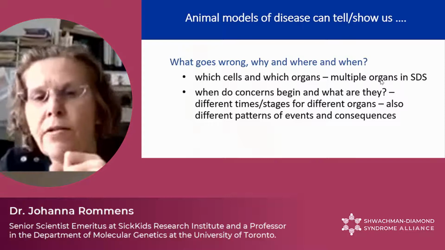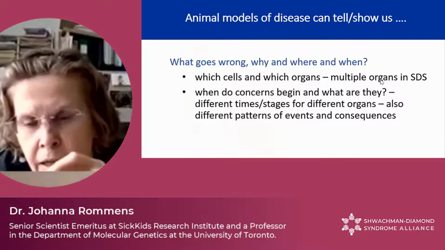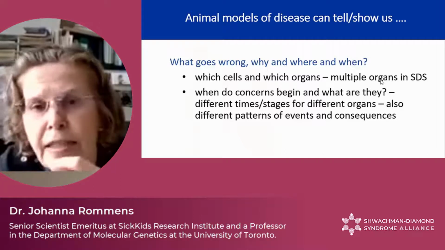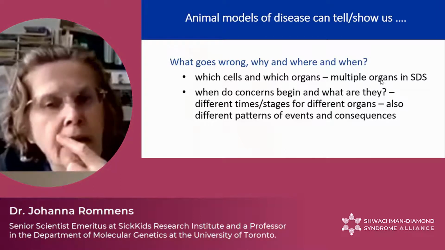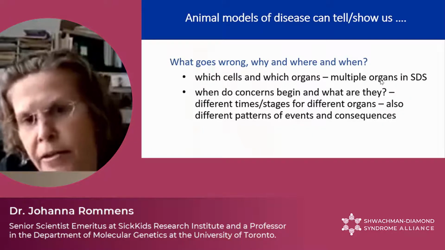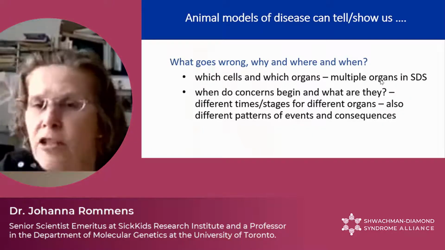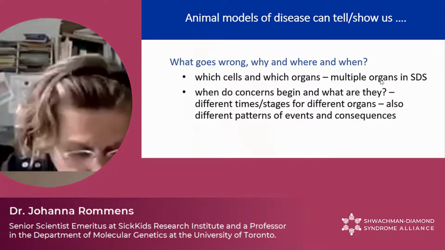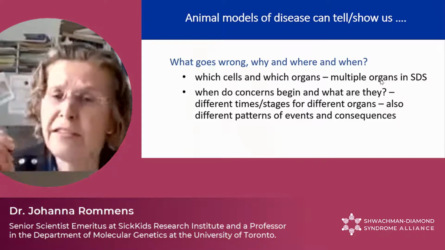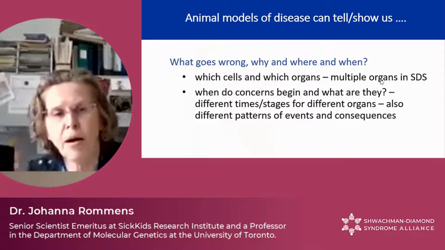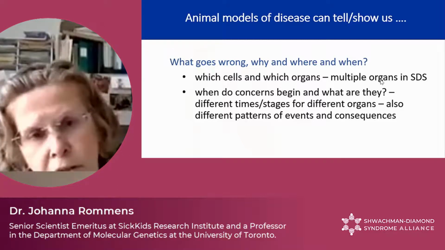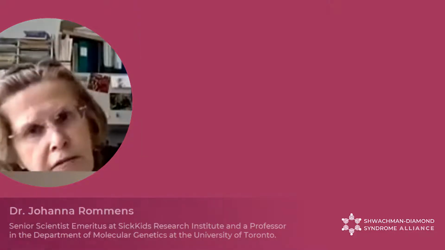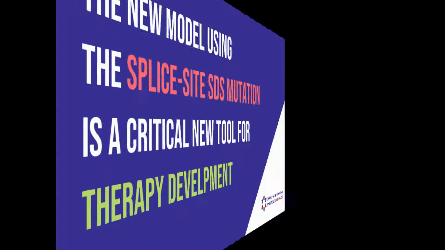We need to know when do the concerns begin and what are they? What are the times that they respond? How are organs responding differently? And not only that, what are the patterns of those responses in terms of what actually happens in the organs to fail? Because we know from complex biology that organs can fail in different ways, even if you say there's a common underlying problem, which certainly would be the SDS issue. We have a common underlying gene failure, but what happens?